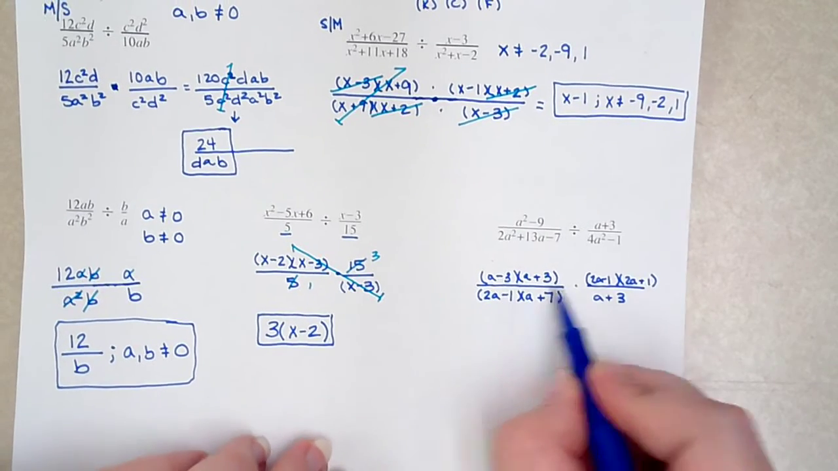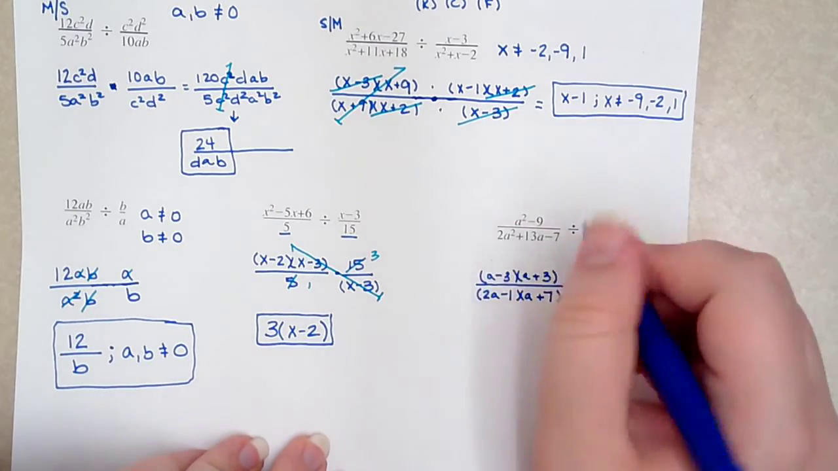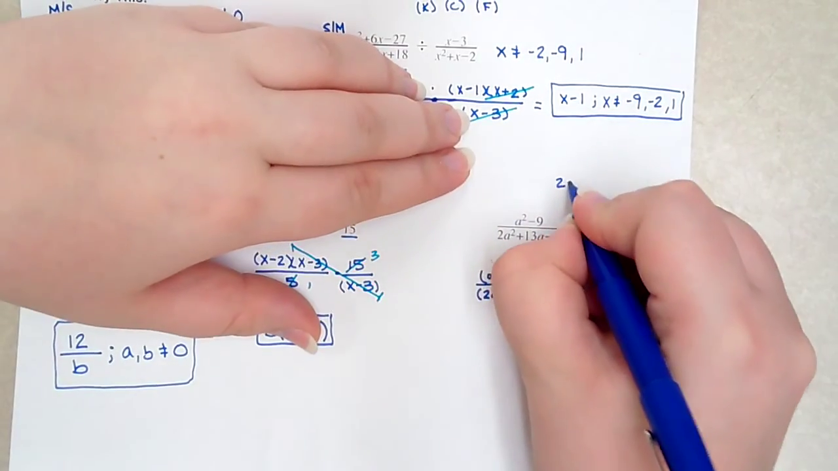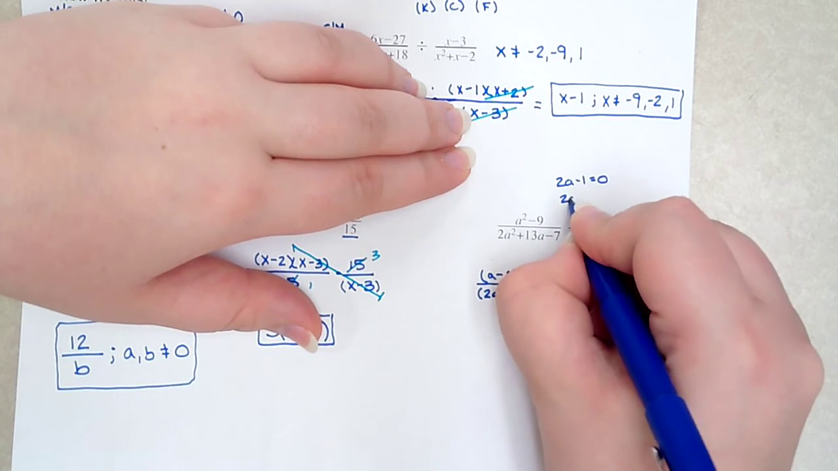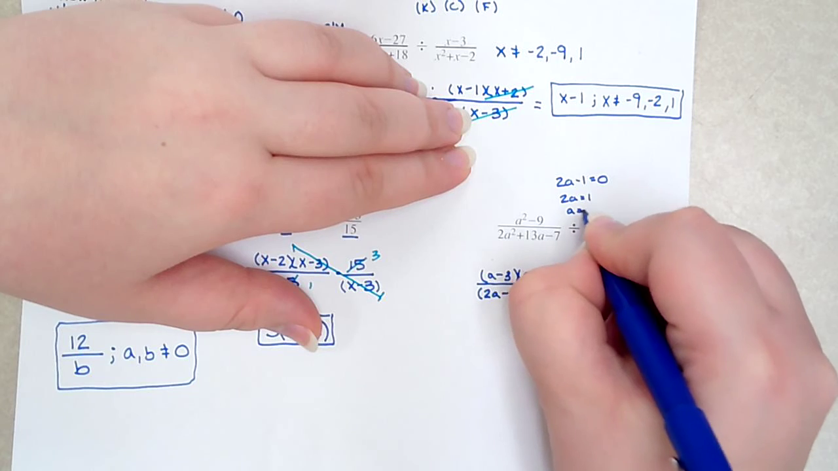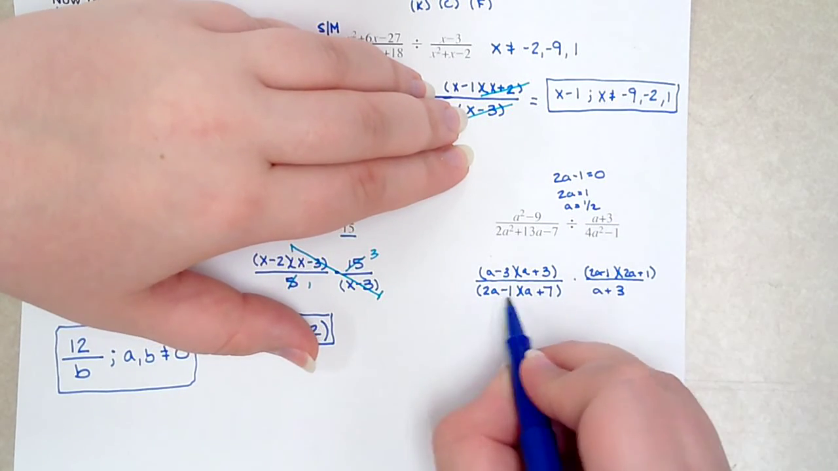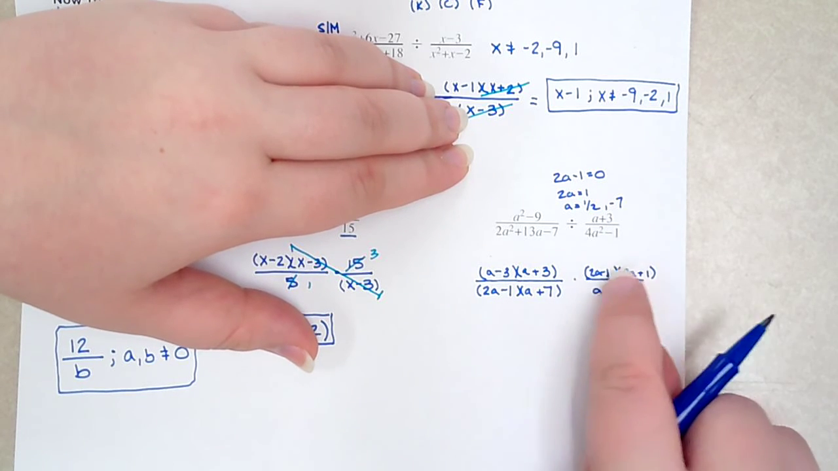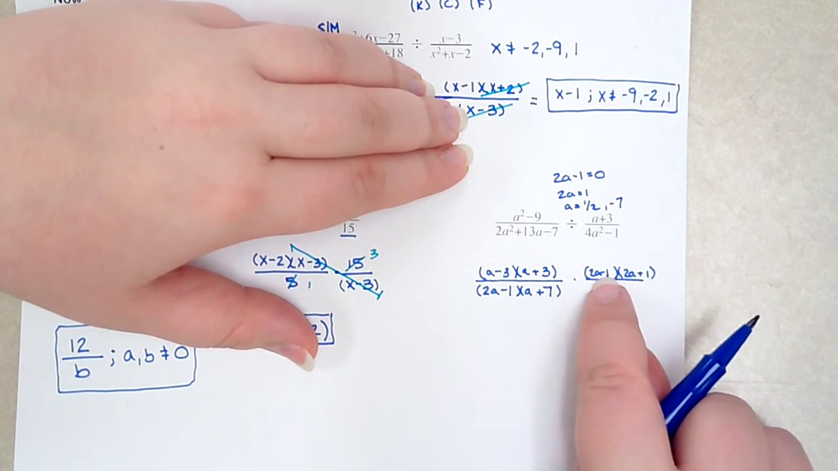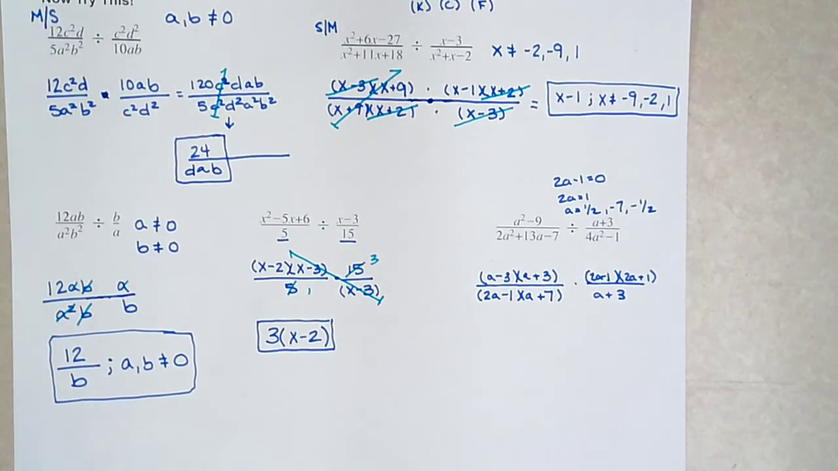Now let's find the excluded values in those two pieces. 2a minus 1 equals 0. I'm going to bring it up here. 2a minus 1 equals 0. Add the 1 over. 2a equals 1. Divide by 2. We get 1/2 is an excluded value. We also get negative 7 when we simplify this. And then we get the positive and the negative version, so we will also have to include negative 1/2 as an excluded value.